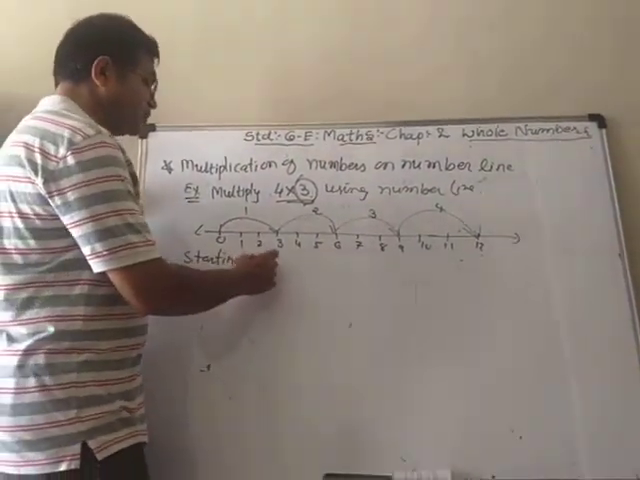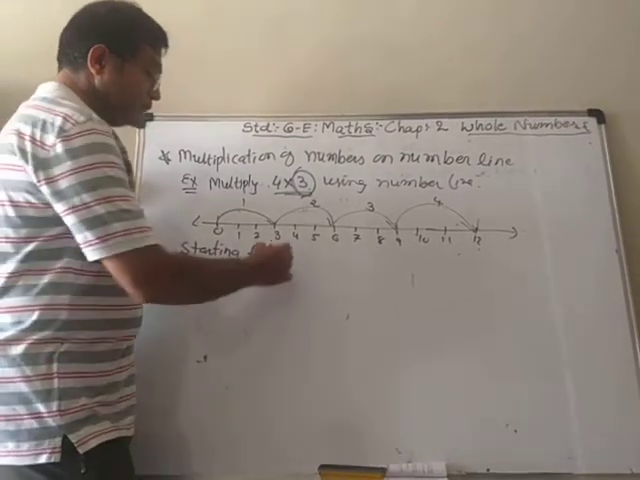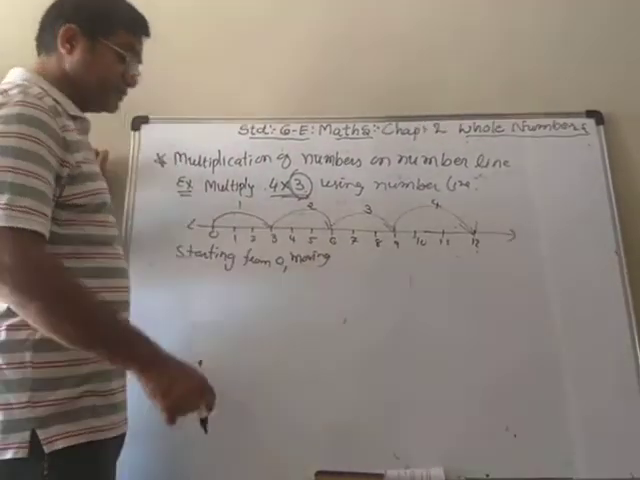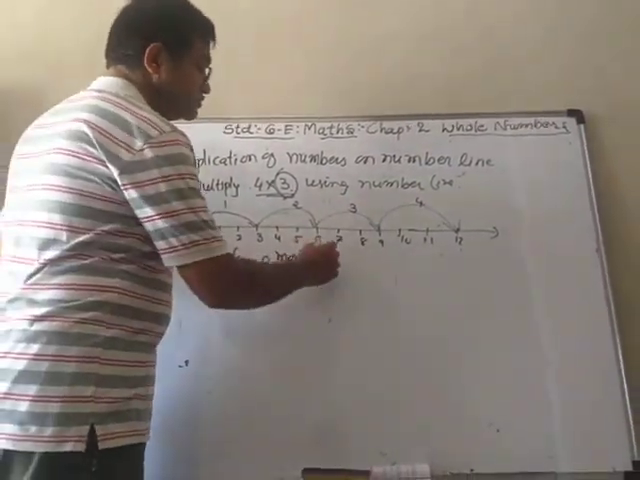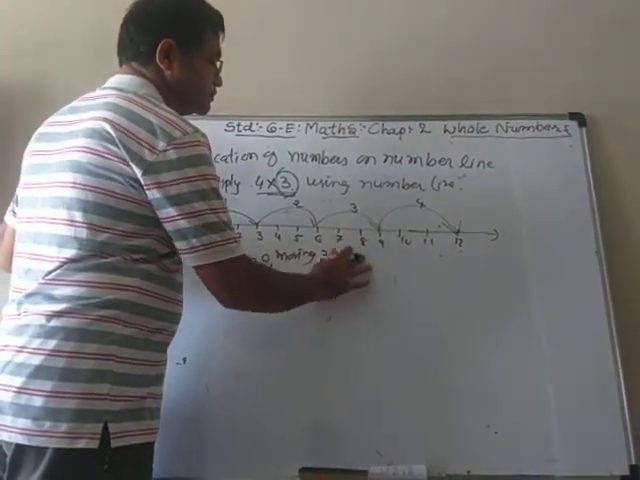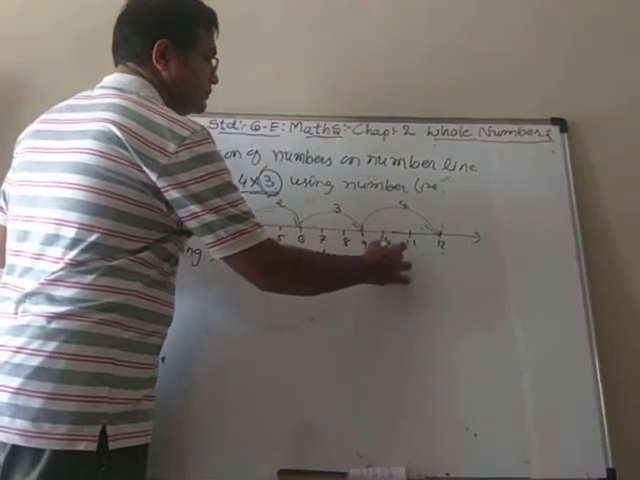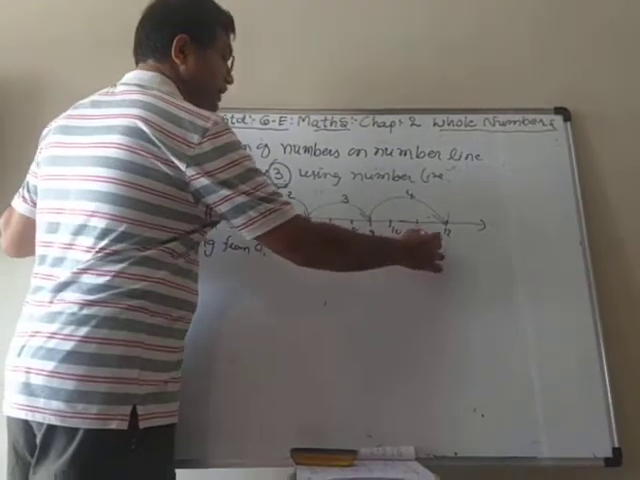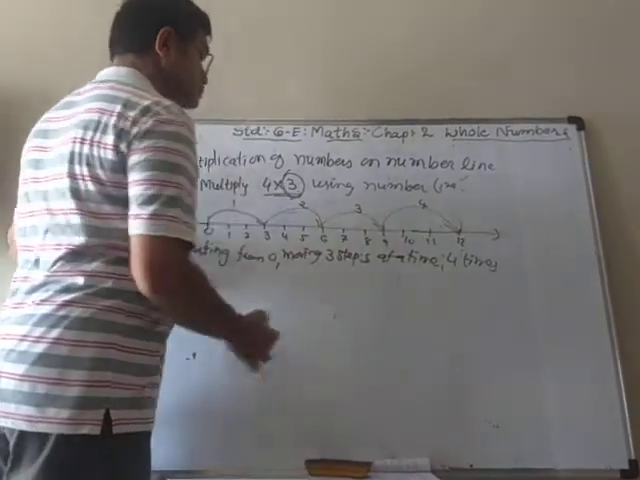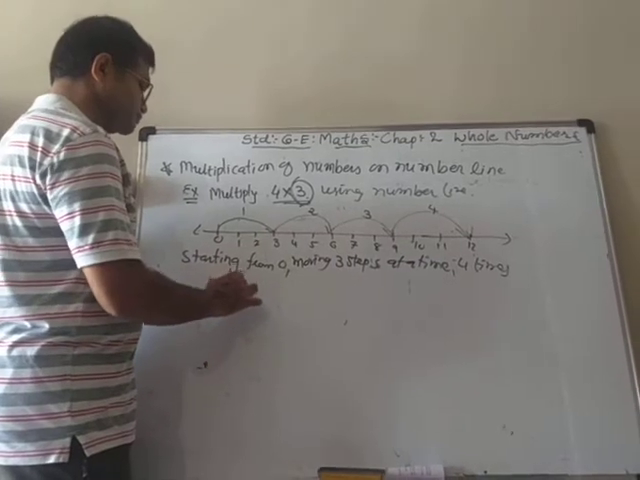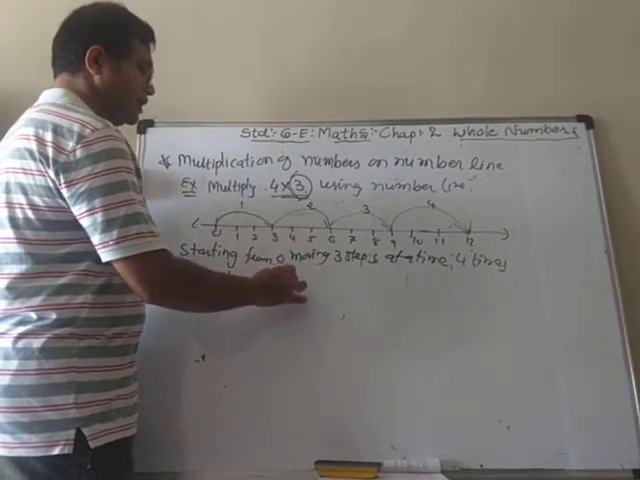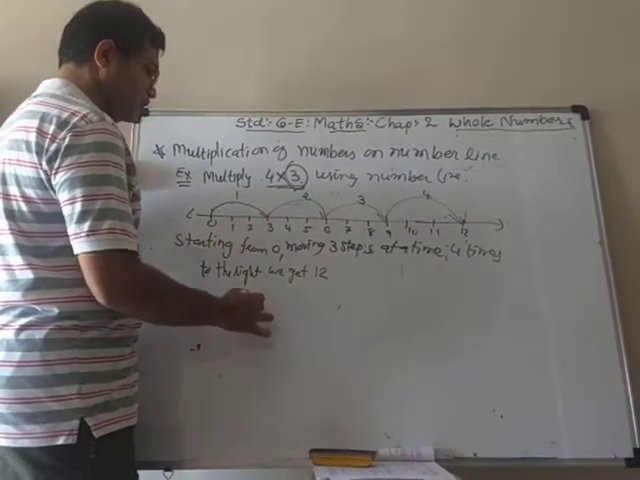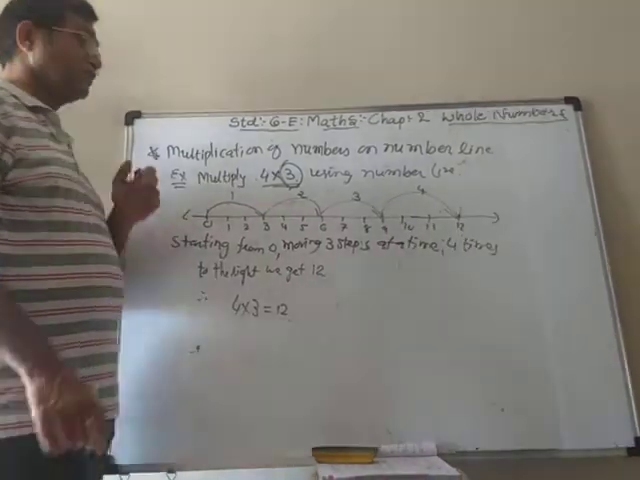You have to start from 0 only. So starting from 0, moving how many steps? 3 steps at a time, 4 times, to the right. We get 12. Therefore, 4 multiplied by 3 equals 12.